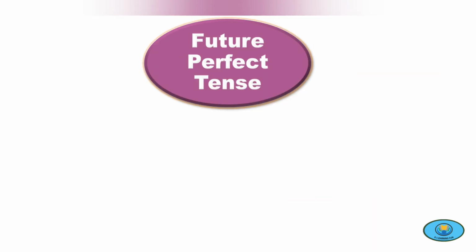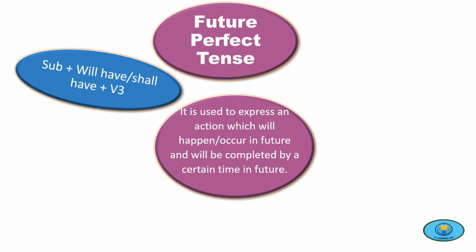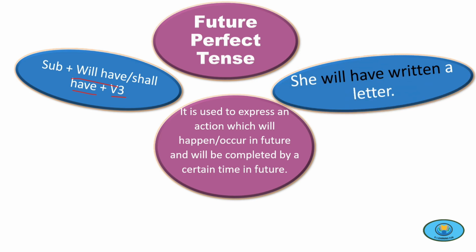Now the third future tense is future perfect tense. This tense is used to express an action which will happen or occur in future and will be completed by a certain time in future. And the rule is, after the subject, will have or shall have plus the third form of the verb. An example is, she will have written a letter. First subject, then will have, and then the third form of the verb.